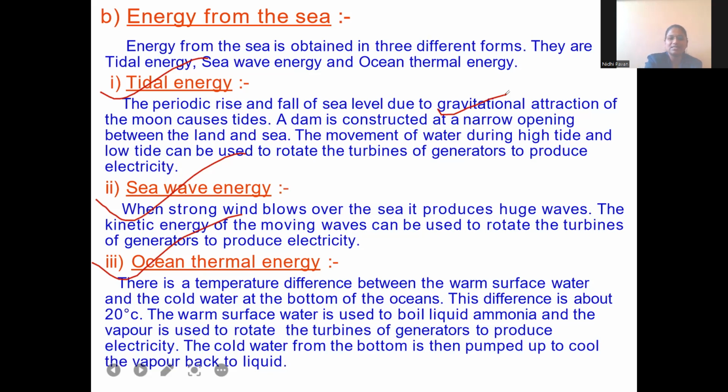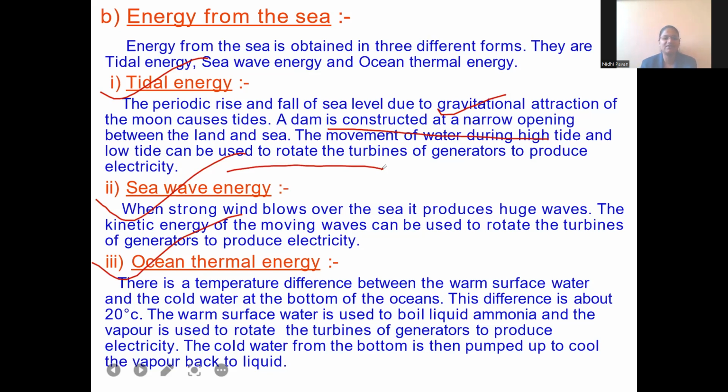So a dam is constructed at a narrow opening between land and sea. There will be a narrow opening between land and sea, meaning the way should be very narrow. So what happens? The movement of water during high tide and low tide can be used to rotate the turbines in that path, which will produce the electricity.